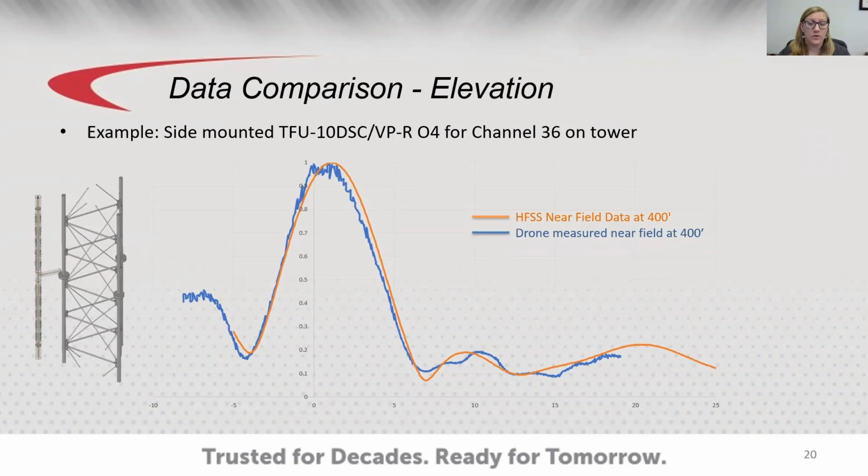Next, I'm going to go through a few examples of drone measurements compared to HFSS near-field data. Here's our first example. This data is collected from a side-mounted 10-layer DSC pylon antenna at channel 36. The blue trace is the drone measured elevation pattern, while the orange is the HFSS calculated near-field pattern. As you can see, the beam tilt and null structure for both of these measurements correlate.